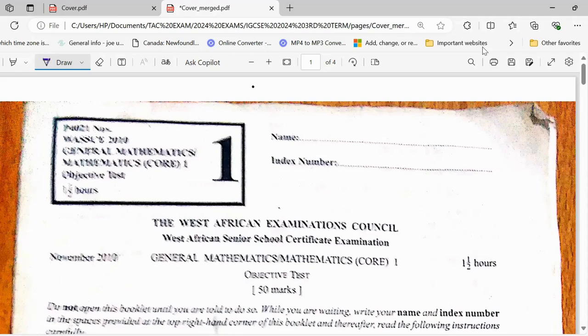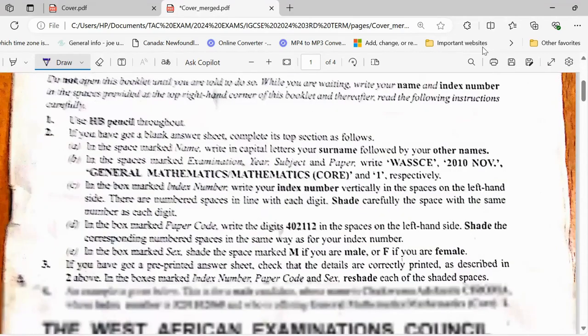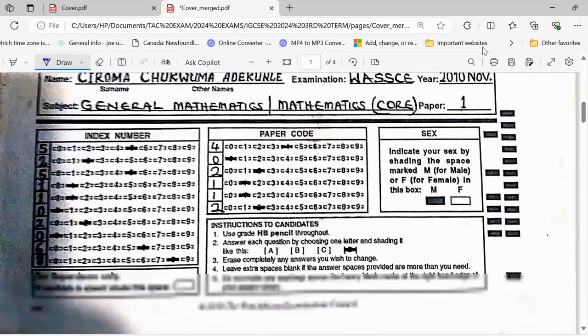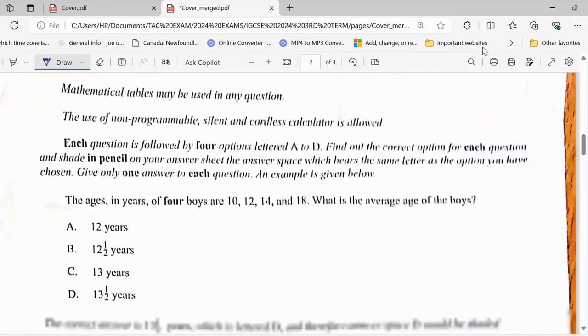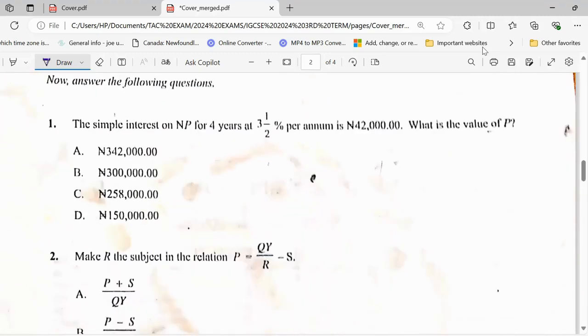Today we shall be looking at solution to November WAEC 2010. As you can see here, this is the objective. So we are going to provide solution to these objective problems. Today we are going to focus on solution to question 1 to 10. This is November 2010. So let's go to the questions and see how we can generate solution.